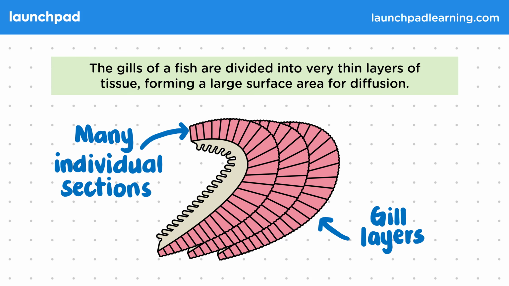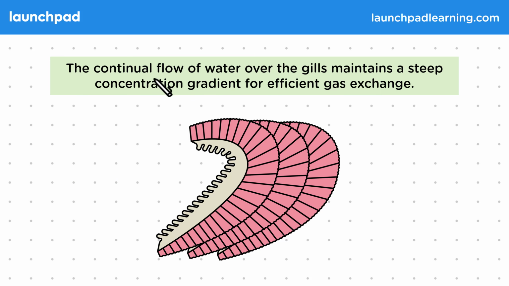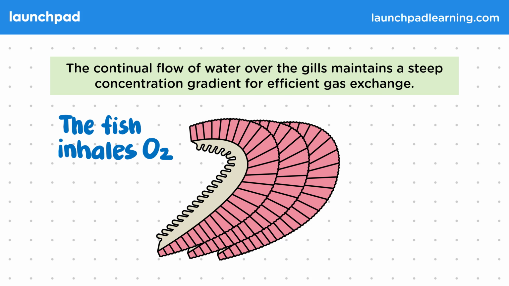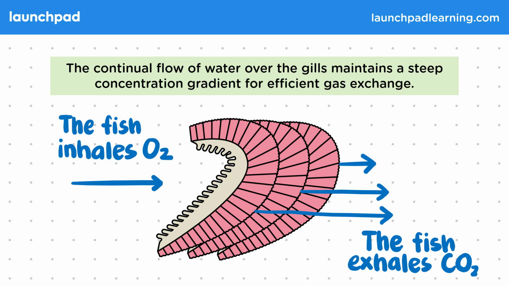Let's take a closer look at how the gills are adapted for diffusion. The continual flow of water over the gills maintains a steep concentration gradient for efficient gas exchange. Like lungs in mammals, the gills in fish are well ventilated. The fish will inhale water that contains dissolved oxygen. This moves in this direction across the gills. This water moves through the gills, and eventually the fish exhales carbon dioxide.